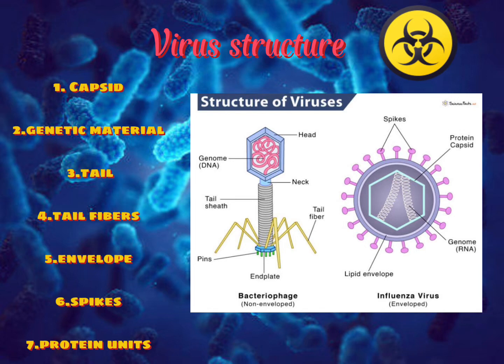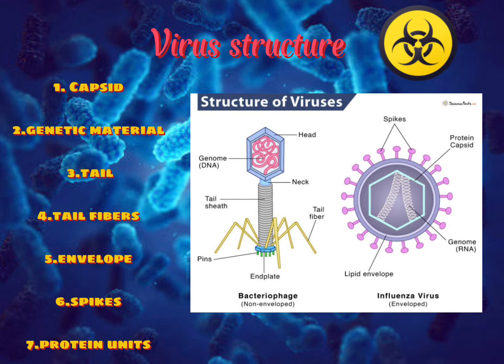Number 5 is the envelope. It is a lipid membrane derived from the host cell, and it surrounds the capsid and also provides extra protection. And it is found in viruses like influenza and also HIV. Number 6 is the spikes. It is a protein projections on the envelope or capsid, and it helps in the attachment to host cells and entry. Example, like the spike proteins of the coronavirus.